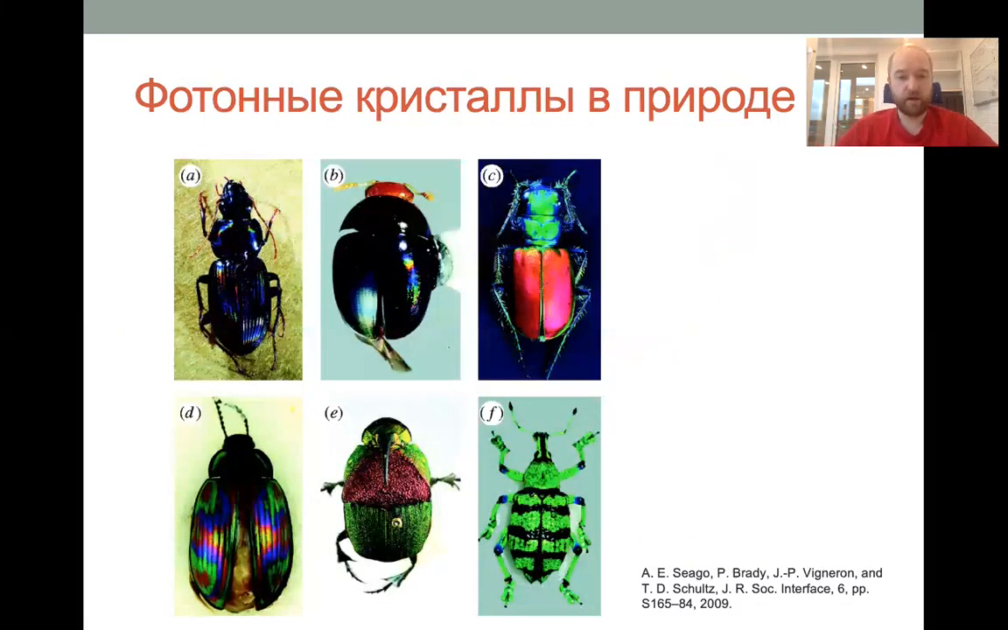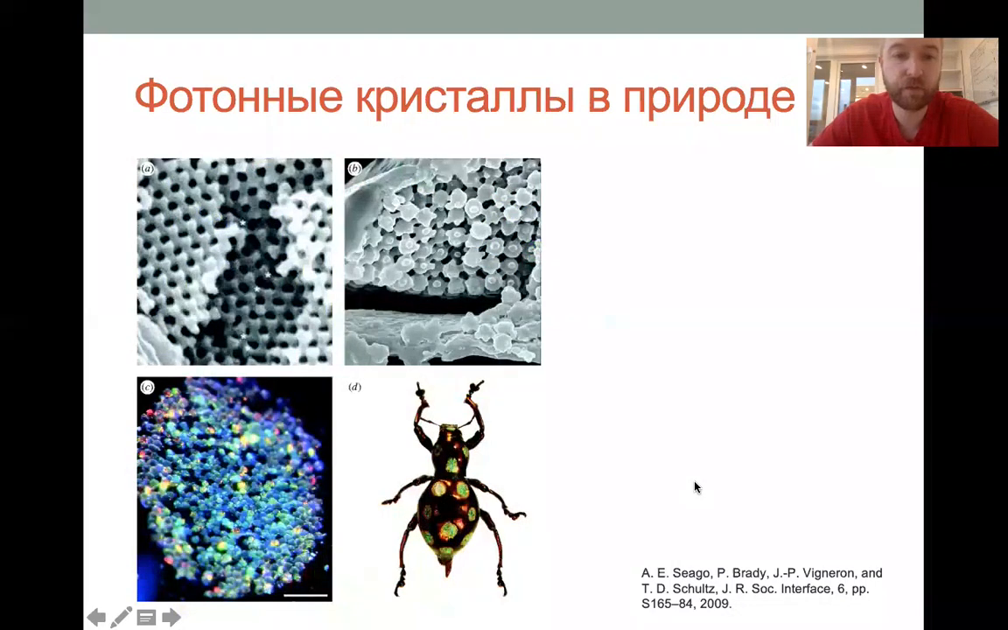Okay. This is like the color of bugs. If you consider the external shield of bugs, we see that they also have very similar rainbow reflectance. And this also comes through the periodic structure of the shield. This one is very beautiful. And this is a microscopic image of the shield, and we see it is also really periodic.